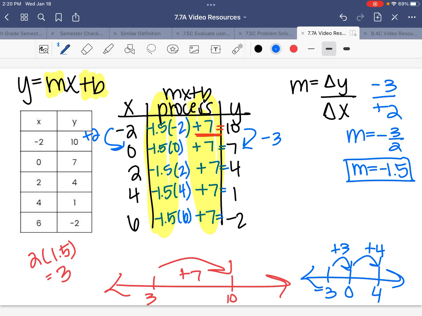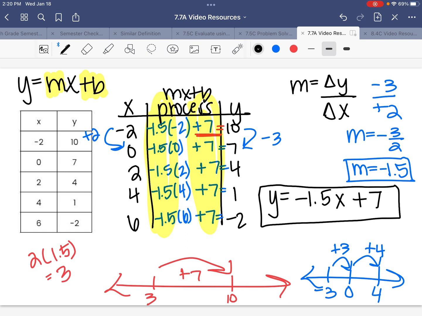So when we write our rule or our equation in the form y equals mx plus b, it would be y equals negative 1.5 times x, which is just our input. But then we have to add on the 7. All right, and there we go.